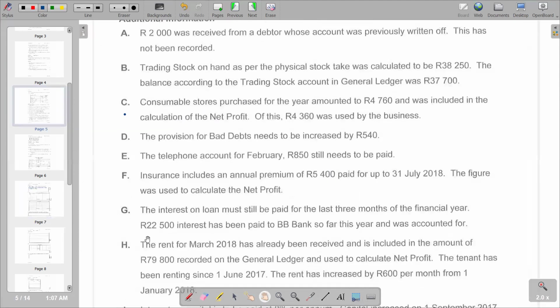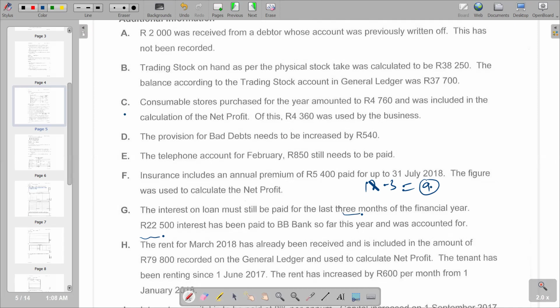So on the next part, we are now on G, it is saying the interest on loan must still be paid for the last 3 months of the financial year. 22,500 rands interest has been paid to BB Bank so far this year and was accounted for. So we have the interest for the last 3 months of the financial year. And it means the one that we have is for the period which does not include our 3 months. So we know that our year has got 12 months. So if you say 12 minus 3, you get 9 months. So this figure that we have for interest is for 9 months.